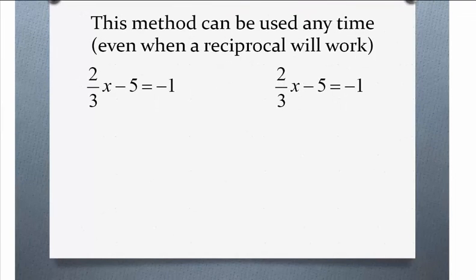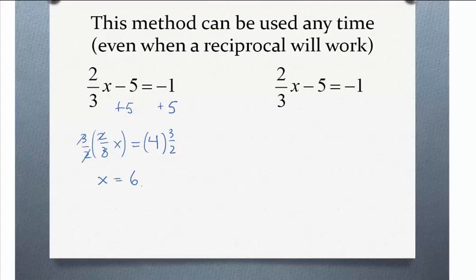And the last one here, in the first video about fractions, the way I solved this problem was I added 5 to both sides. I got 2/3 x equals 4. And then because this was the only fraction, I multiplied by the reciprocal, which was 3/2. These all cancel. I get 1x. And on the right side, I get 6. That's how I did it in the first video.